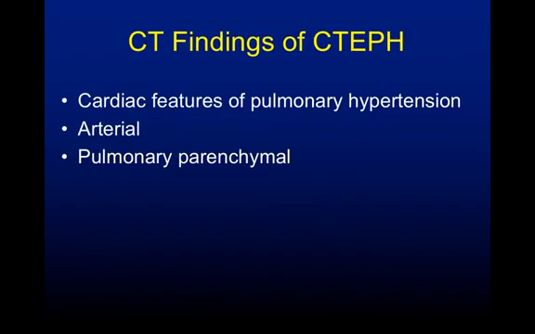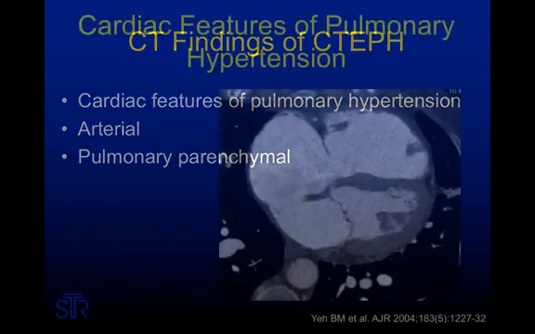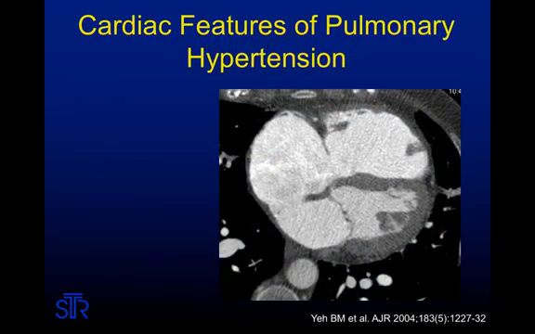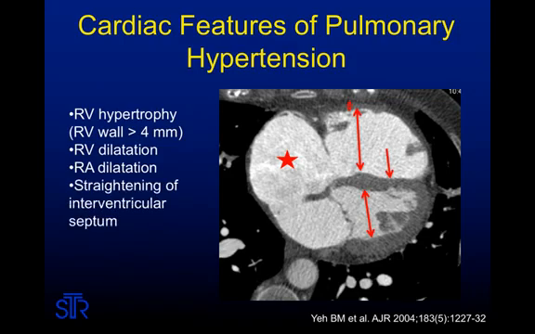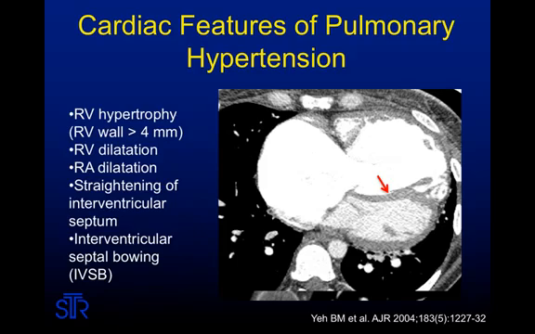So there are certain findings of CTEPH that you should be aware of. Firstly, the patients develop pulmonary hypertension, so you're looking for cardiac features of pulmonary hypertension on CT. Then you must turn your attention towards the pulmonary arteries, and finally there are pulmonary parenchymal findings on CT. So the cardiac features of pulmonary hypertension include right ventricular hypertrophy, so the right ventricular wall is more than 4 millimeters thick. The right ventricle is larger than the left ventricle. The right atrium is dilated due to tricuspid valve regurgitation, and the interventricular septum is straightened. And you may even see interventricular septal bowing, as shown here.